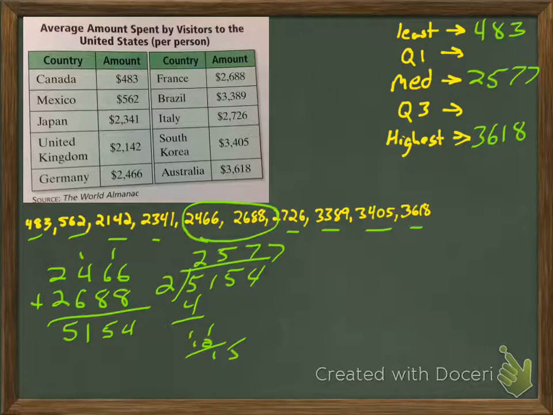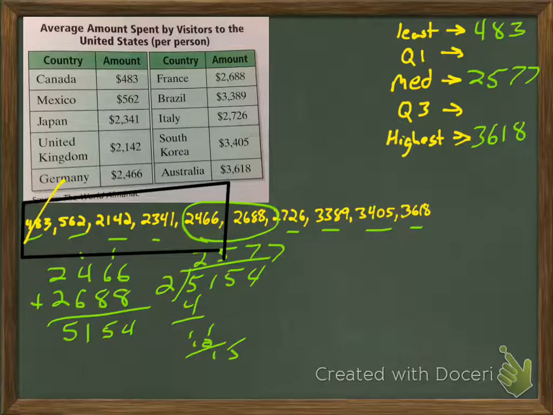Well, 25% is half of 50%. So here's my 50% mark right in between these two things. So now I'm going to find what the median is of just these numbers right here. And that will be Q1. So 1, 1, 2, 2, and we have 2,142. That's my Q1.